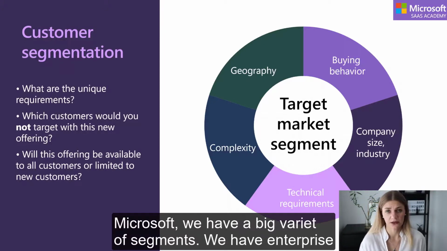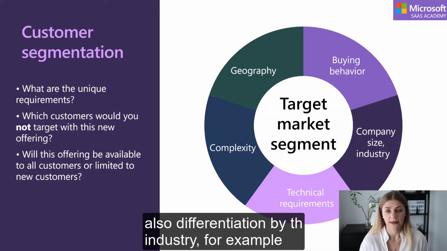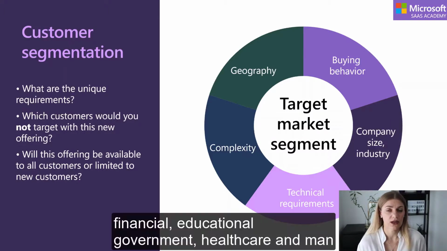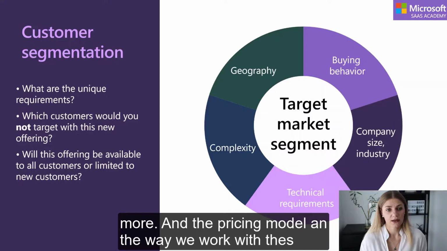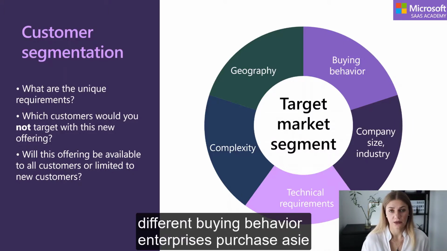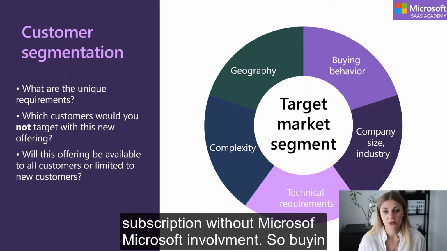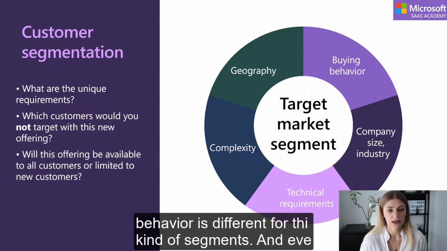For example, at Microsoft we have a big variety of segments. We have enterprise, and we have small and medium businesses. There is also a differentiation by industry, for example financial, educational, government, healthcare, and many more. The pricing model and the way we work with these companies and customers is different. They have different buying behavior. Enterprises purchase Azure differently from startups. Small companies renew their subscription without Microsoft involvement. So buying behavior is different for these segments.